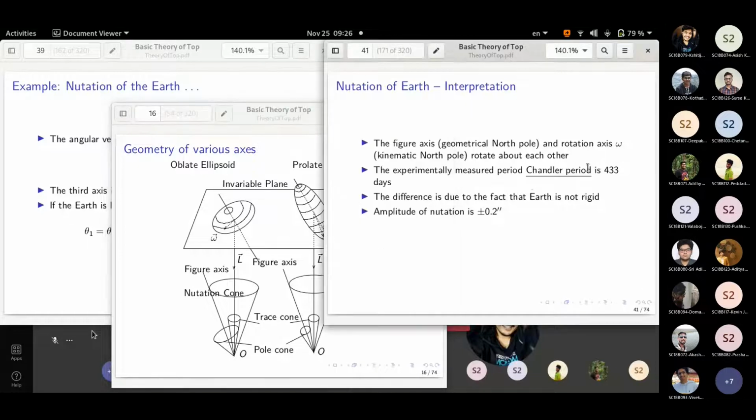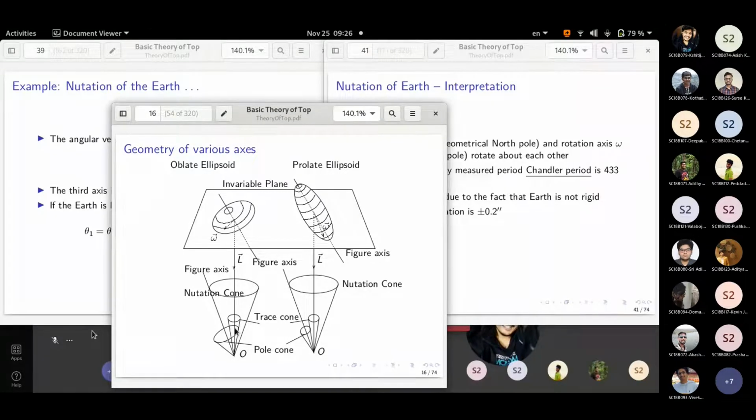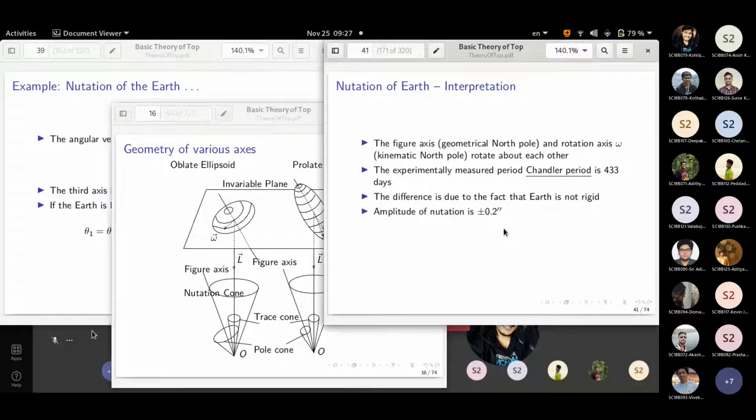Whatever we discussed here, this 433 days or 304 days, is the omega axis revolution around the figure axis. The L axis is also revolving. Okay, so let us probably see some videos, then you will get it. Just let me check it out.